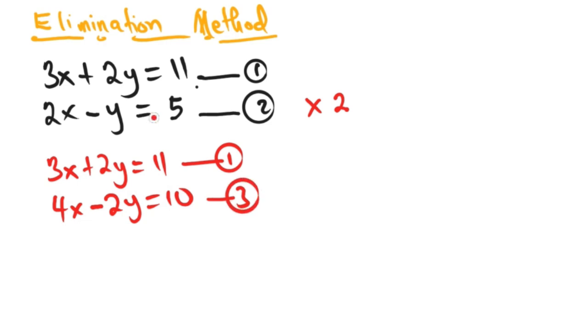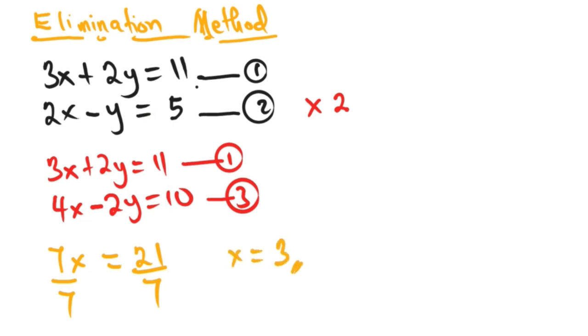So now I have positive 2y and a negative 2y. What can I do to positive 2 and negative 2 to get 0? I'll have to add them. In adding them, I'm going to have 7x, since 3 plus 4 gives me 7. Now minus 2y plus minus 2y gives me 0, equal to 11 plus 10, which will be 21. So dividing through by 7, x will be equal to 3.